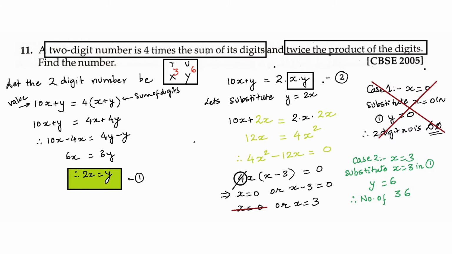This number is 4 times the sum of the digits. The sum of the digits is 9 and 4 times 9 is 36. So yes, it satisfies the first condition. And the number is twice the product of the digits. The digits are 3 and 6. Their product is 18 and twice of 18 is 36. So the second condition is also satisfied, which means the 2-digit number is therefore 36.